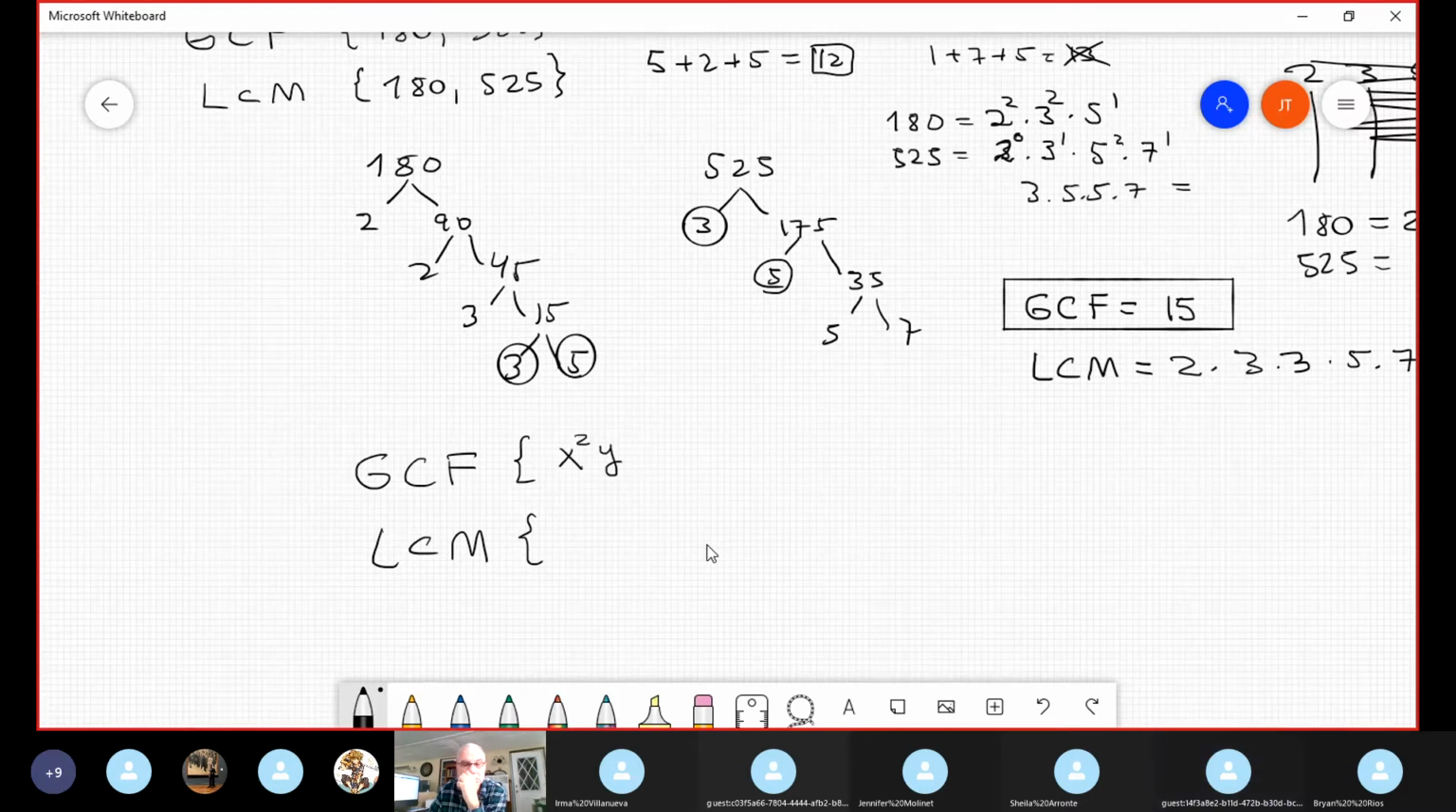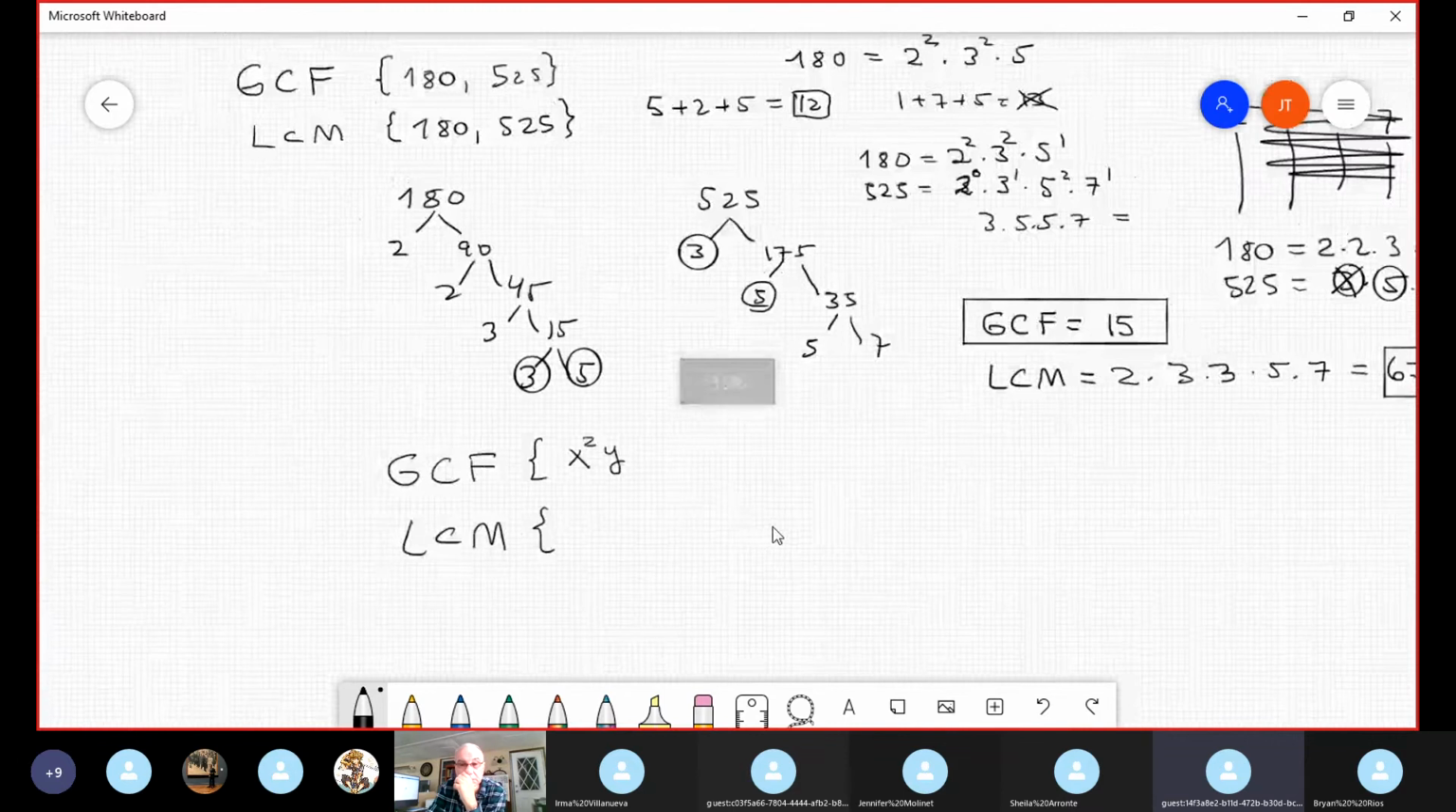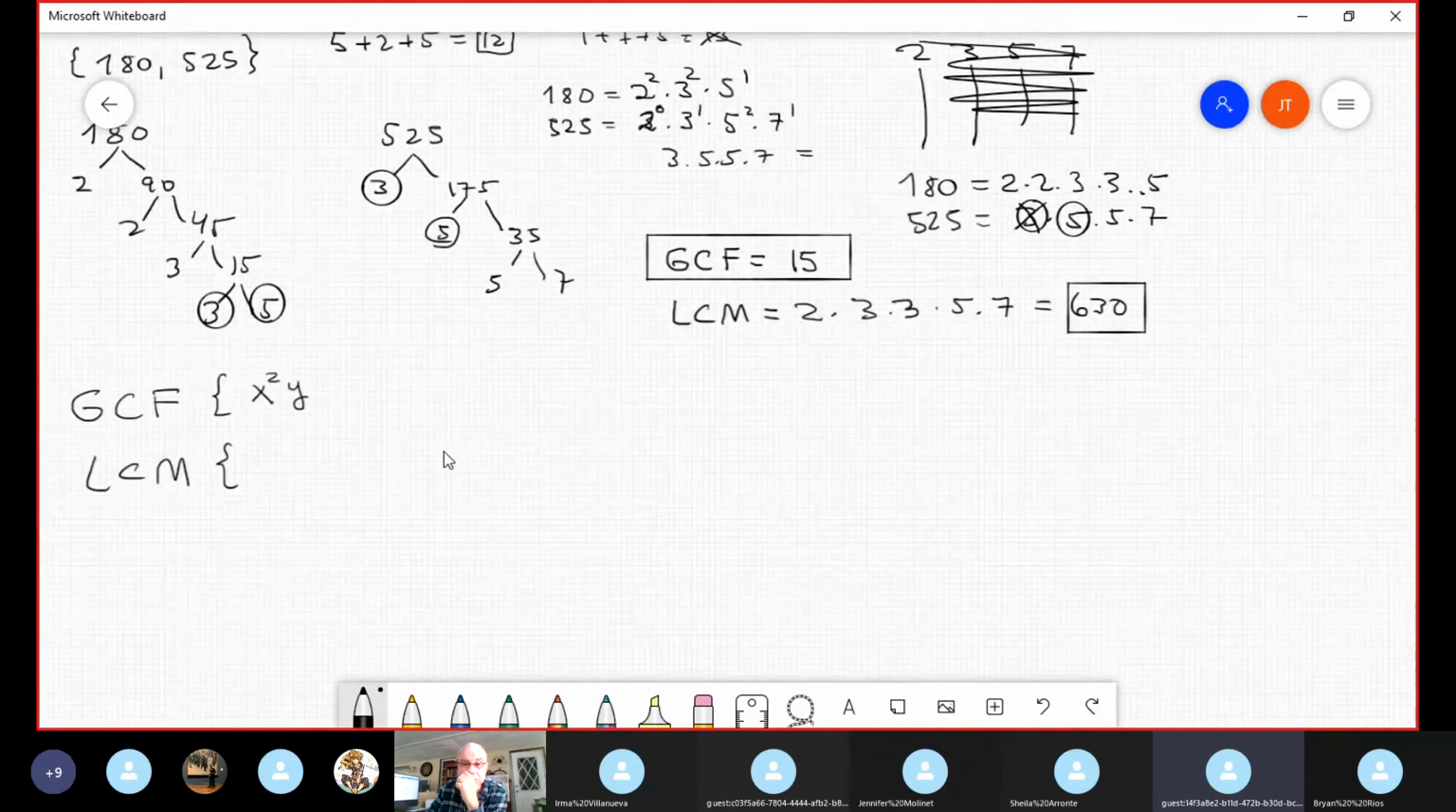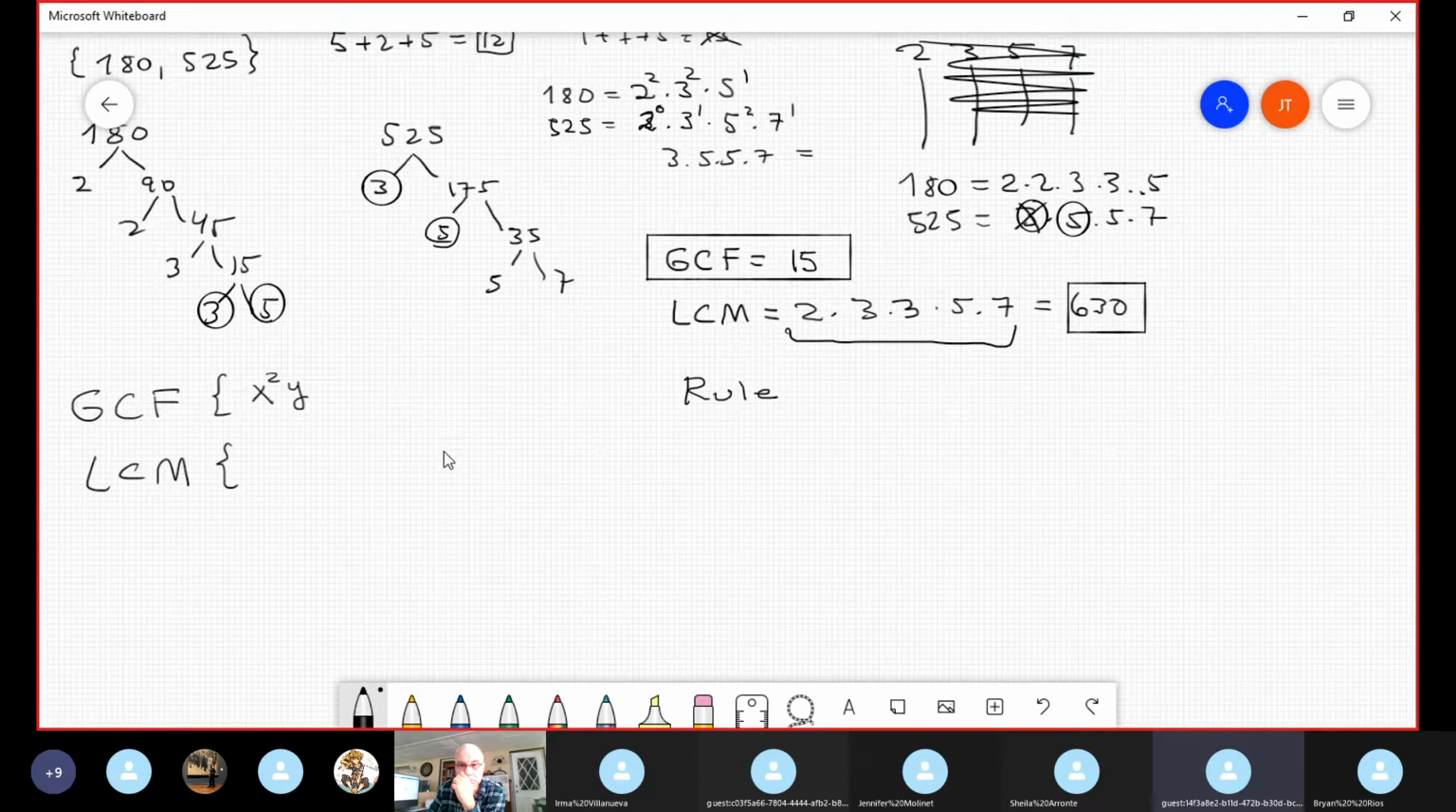Professor, before we go to this part, I want to understand the part that you explained. What part? The least common multiple. Why did you repeat 3 two times and you just repeated 2 one time? Because when we did the division, we have one 3 for the 525.